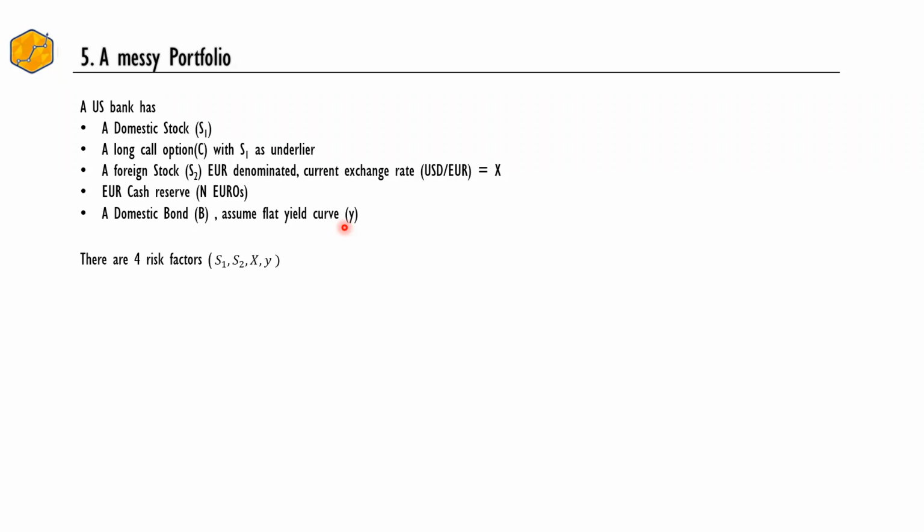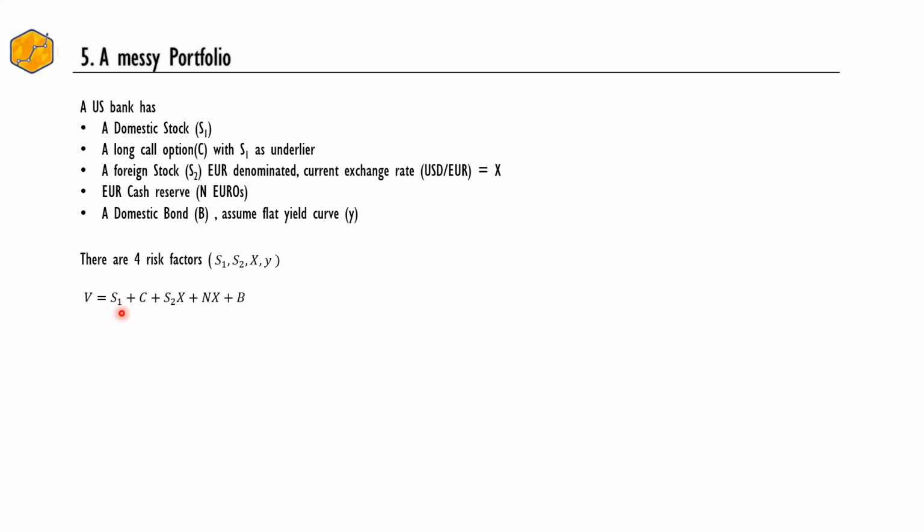All right, there are four risk factors. S1, it is the same S1, okay? Please remember, within the call option, there are additional parameters like volatility and all. We are not taking that in this example, but those are there, okay? S1, this also has the same S1. This has S2 and X. Then we have the euro cash reserve. So this is still in euro, right? So it's not an additional risk factor. We can pretty much work with X. And then we have Y. So there are four risk factors, all right?